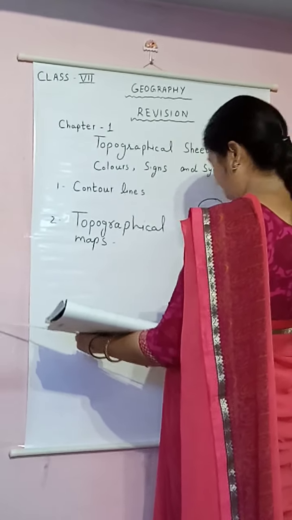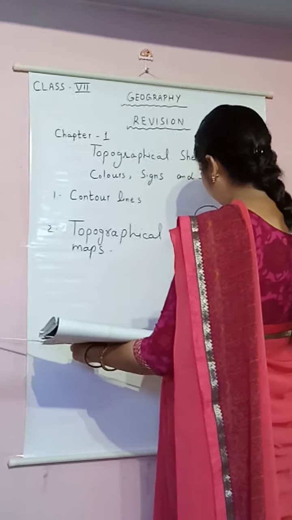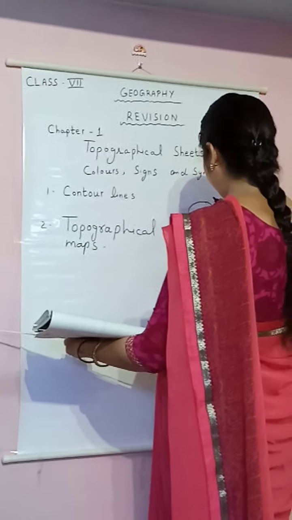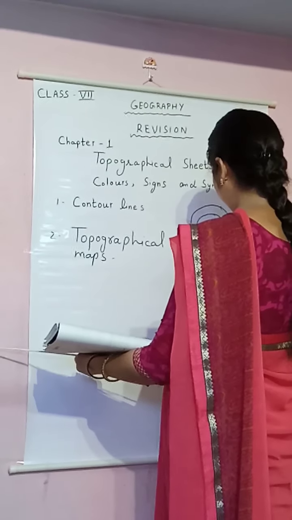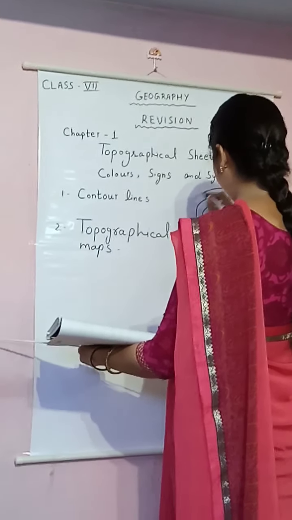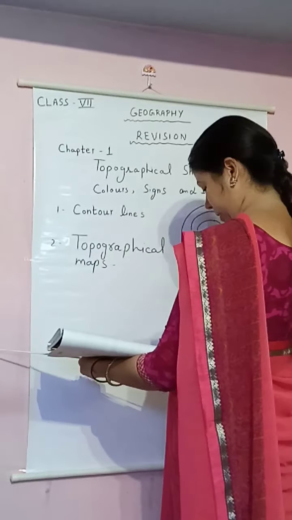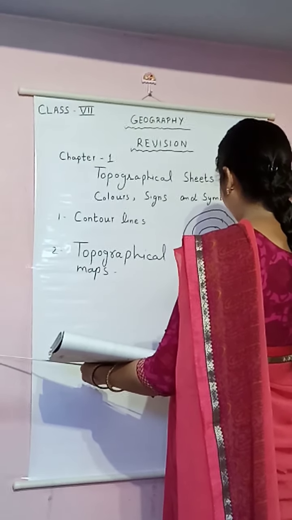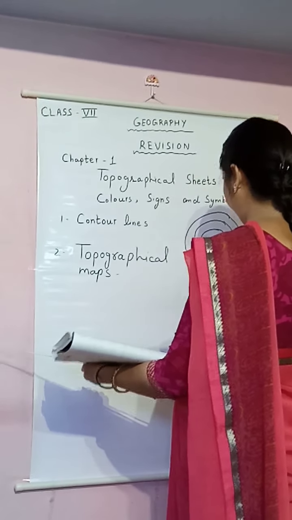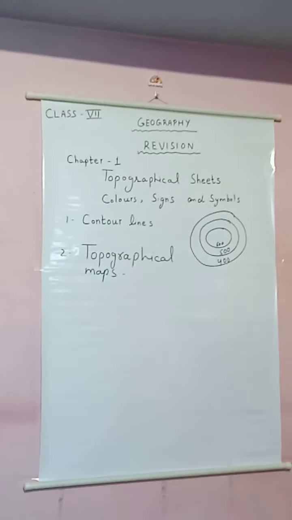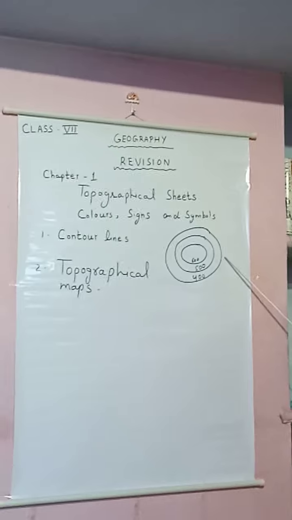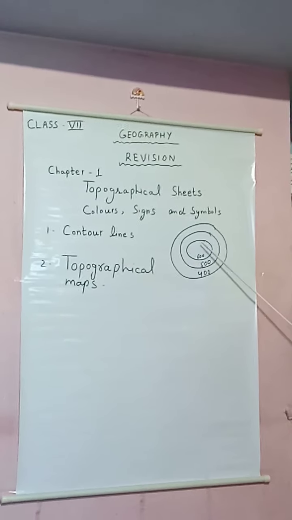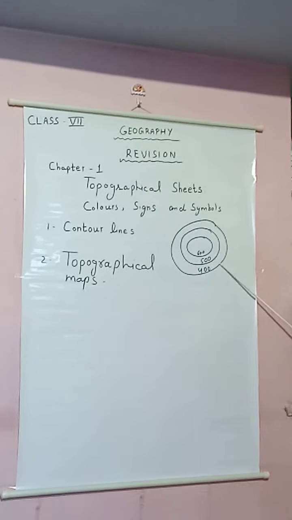This is a contour line. You can write here 600, 500 and 400. So these heights have been taken from the sea level. These lines are called the contour lines.